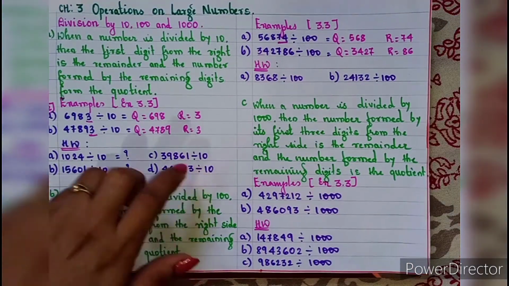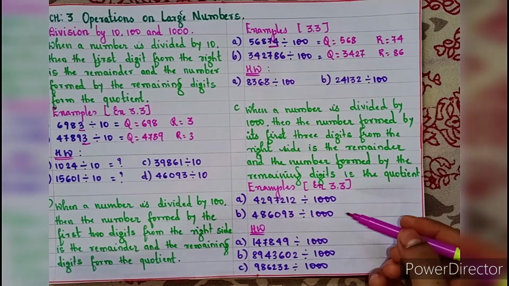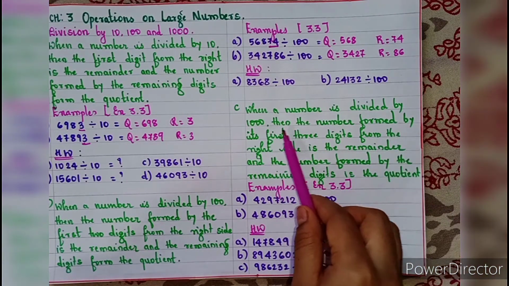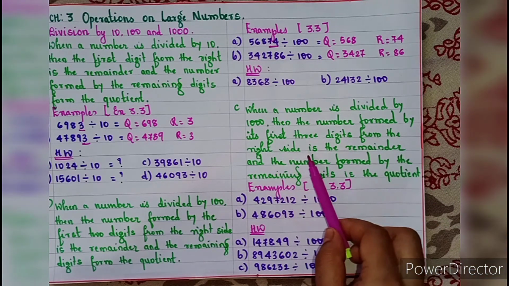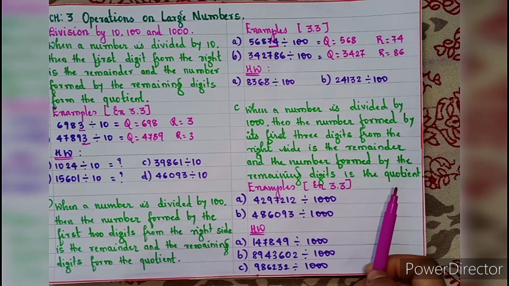Okay, now we are going to use the same trick with division by 1000. We have a rule here. When a number is divided by 1000, then the number formed by its first three digits from the right side is the remainder and the number formed by the remaining digits is the quotient.